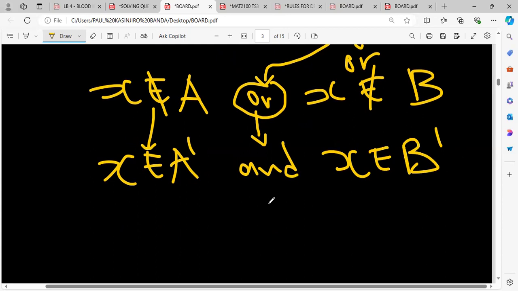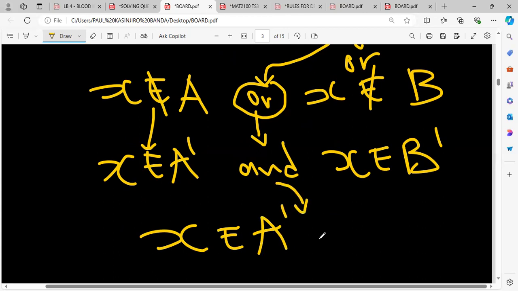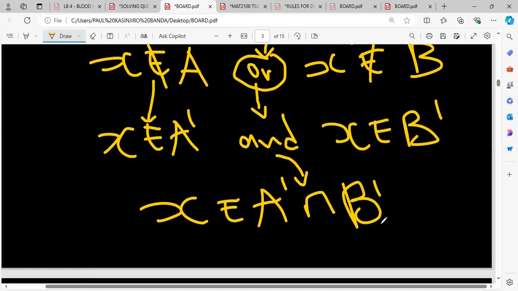Okay, so what does that mean? It means that X is a member of A complement, okay? And then this, we said in symbol form, the "and" is just the intersection, and then it's also a member of what? B complement. Okay, so I don't know if you've seen what we've done there, okay?